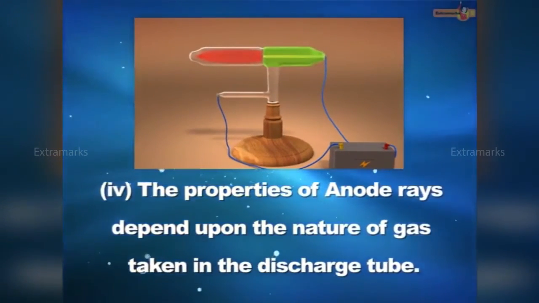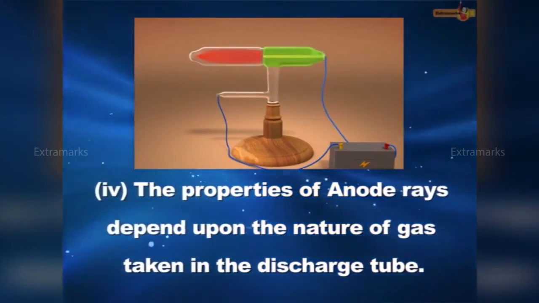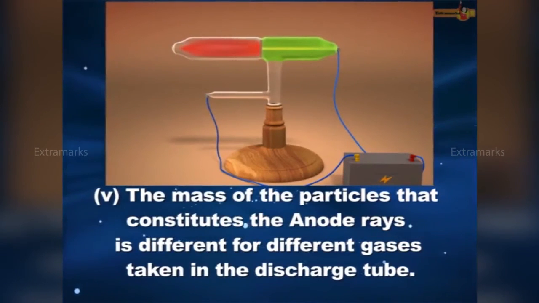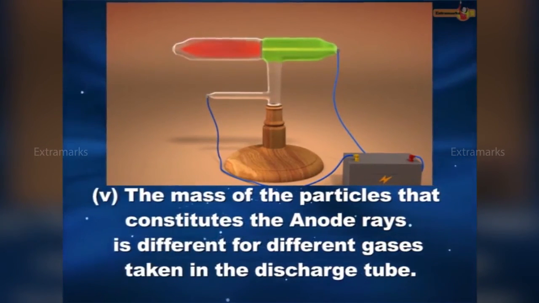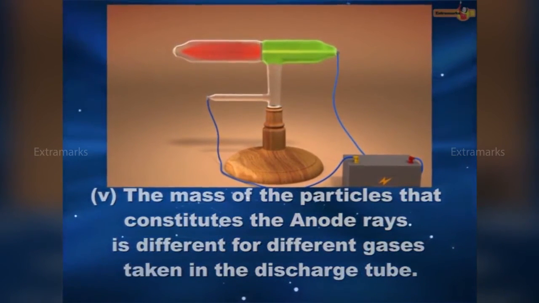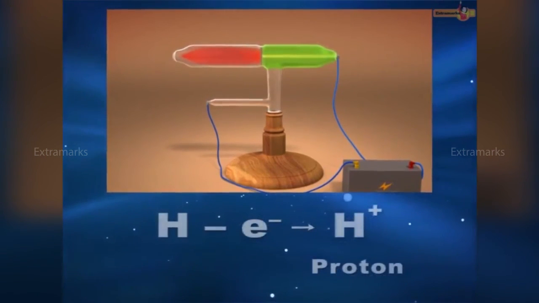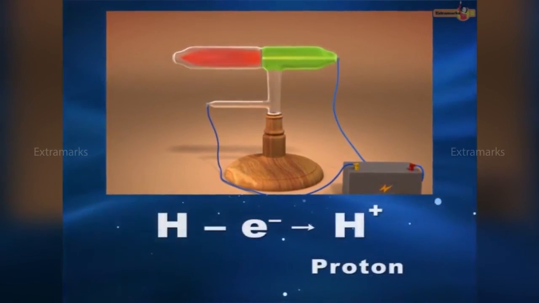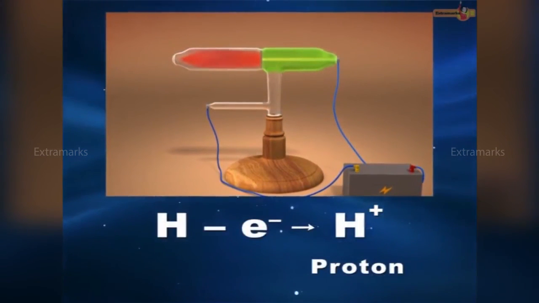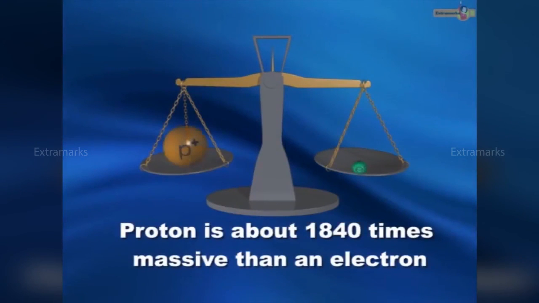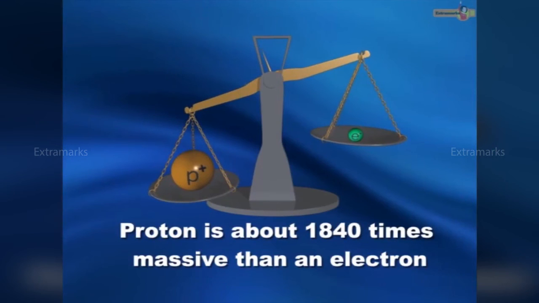The properties of the anode rays depend upon the nature of the gas taken in the discharge tube. The mass of the particles that constitute the anode rays is different for different gases taken in the discharge tube. When hydrogen gas is taken in the discharge tube, the lightest positive ions, called protons, are produced. A proton is produced when one electron is removed from the hydrogen atom, and it is about 1840 times more massive than an electron.